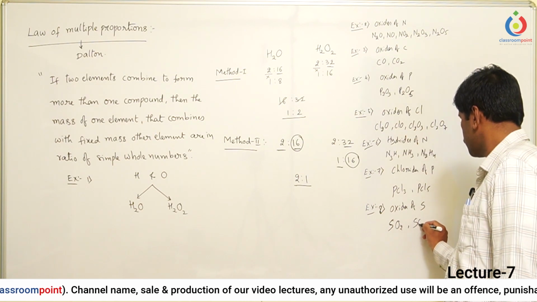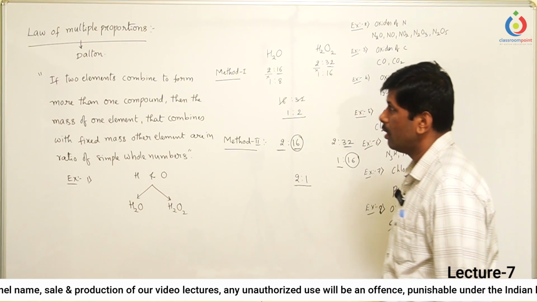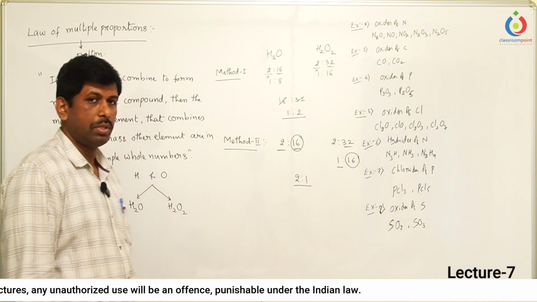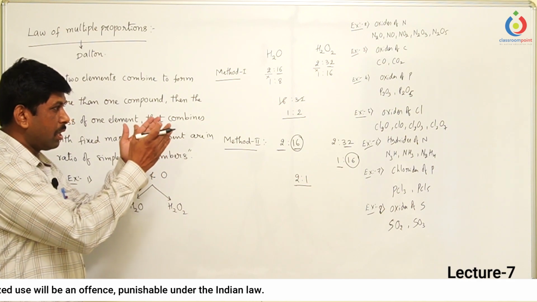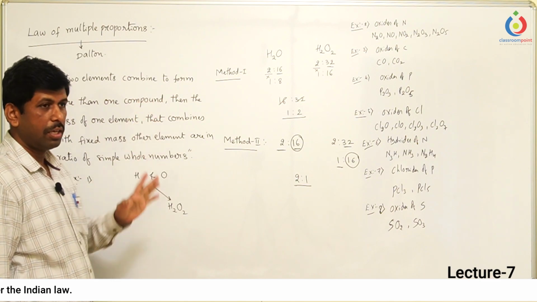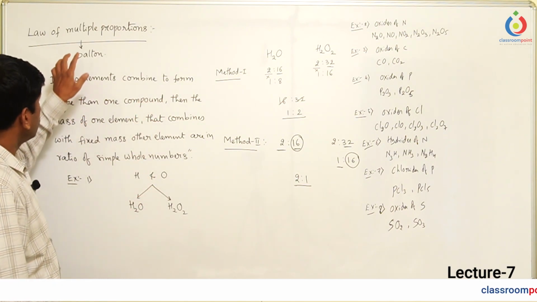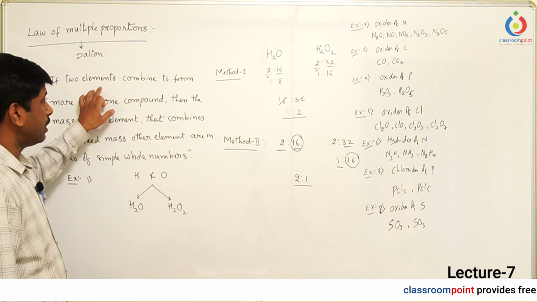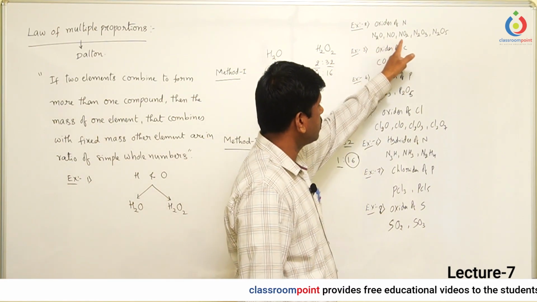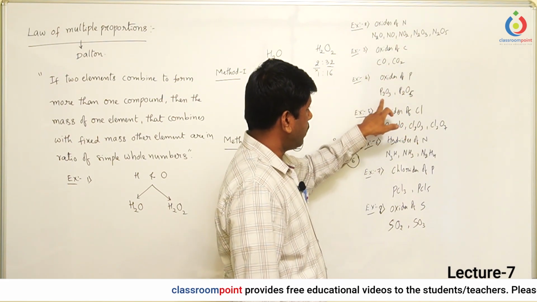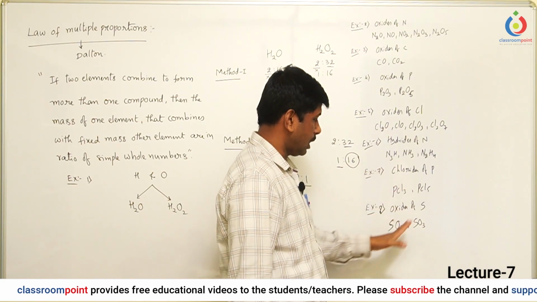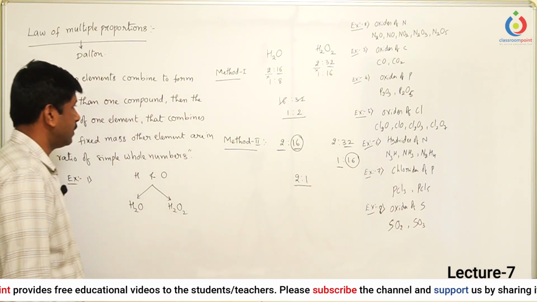This is SO2, SO3. Then how to understand whether these examples follow the law of multiple proportions or not? We do not need to calculate fixed mass and all this. Directly by definition, if you apply it, you will get the answer. Select the 2 elements. In all these compounds, only 2 elements are present: nitrogen and oxygen, carbon and oxygen, phosphorus and oxygen, chlorine and oxygen, nitrogen and hydrogen, phosphorus and chlorine, sulfur and oxygen. Only 2 elements are present.